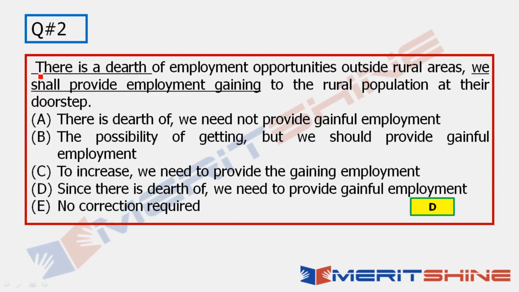The underline is from here till here. There is a dearth of, and "there is a dearth of" is to be replaced with "since there is dearth of". Okay, right? So D is the answer.